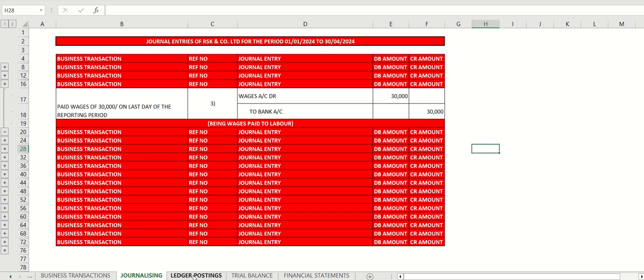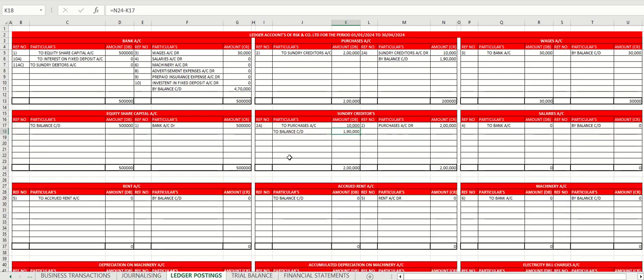So now let's move to the ledger postings phase of the cycle. See, there is an outflow of cash, so the bank account is supposed to be reduced to the extent of 30,000. Due to that reason, we are crediting our bank account. And this wages account being an expense account, we are debiting the wages account.